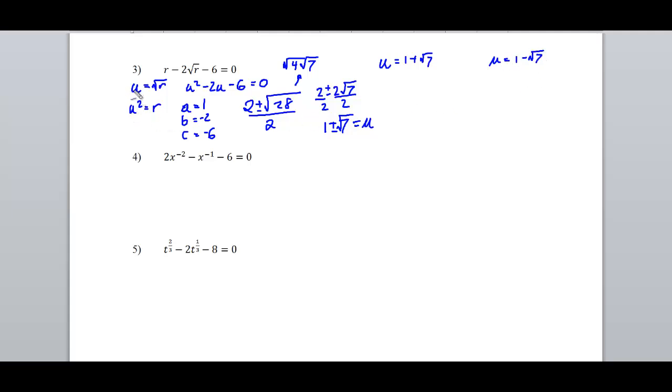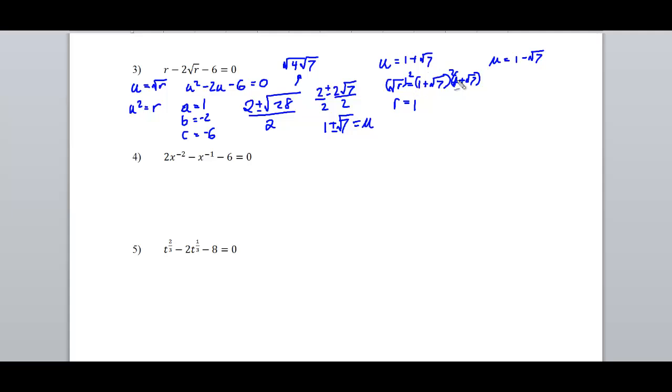Now, check out what my u is equal to. U is equal to the square root of r, and u is equal to 1 plus the square root of 7. That means the square root of r is equal to 1 plus the square root of 7. Now I've got to square both sides to get my r. If I do that, my r is fine, but now this is squared. And that means FOIL. So 1 times 1 is 1. Now, obviously, I'm kind of playing with a phantom 1 plus square root of 7 here.